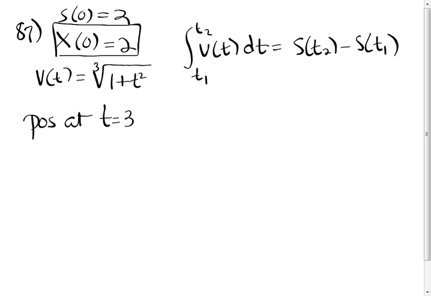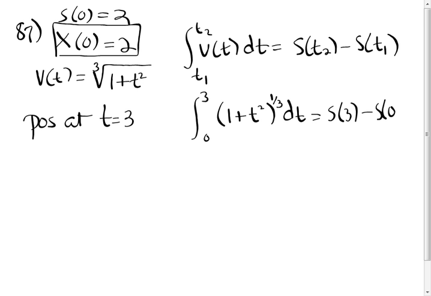You'll see it in the free response, and you'll see it in the multiple choice, as can be seen here. So I'm going to integrate from 0 to 3 seconds and see where I am. Of v of t, so let's put v of t in there: 1 plus t squared to the 1/3 power dt, and you have to use the caret for the 1/3. That is equal to s of 3 minus s of 0. I want to find s of 3. So what is s of 3? It's equal to s of 0, my starting value, plus the area under the curve. It's always going to be that, actually.